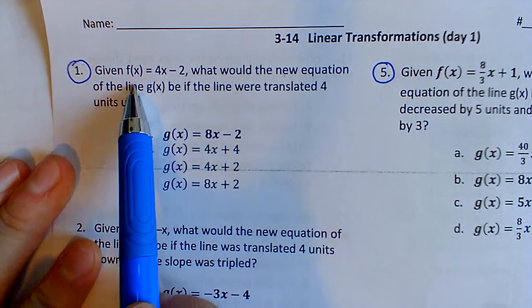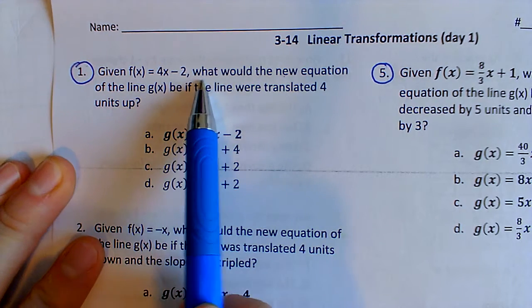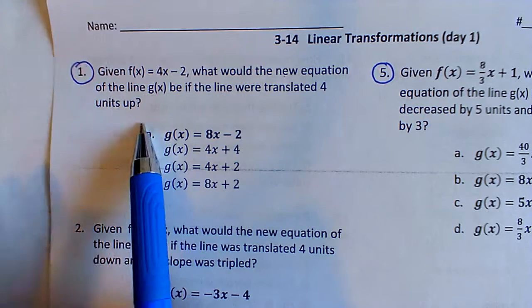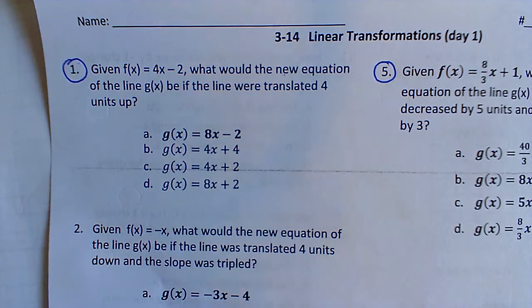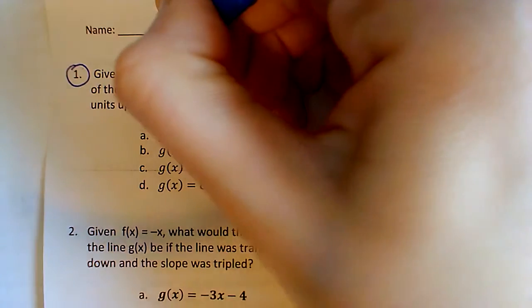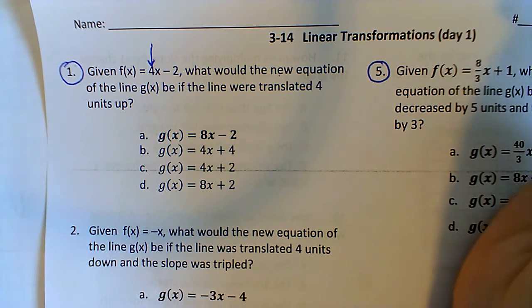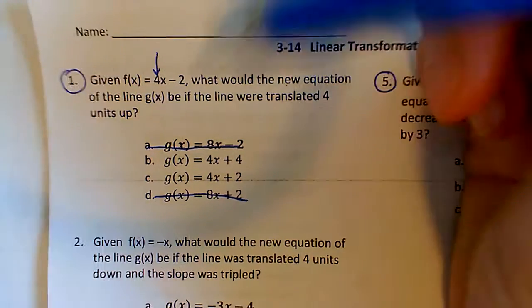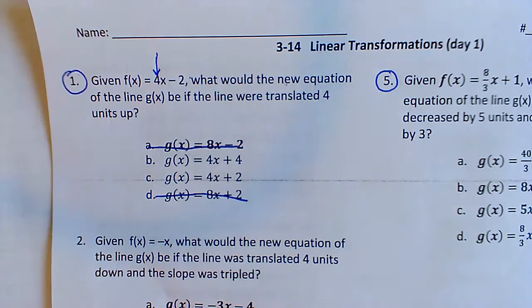So problem 1 says, given f of x equals 4x minus 2, what would the new equation of the line be if the line were translated up 4 units? On most of these problems, they're just going to be asking us to translate something up or down. Anytime they ask you to do that, your slope is not going to change, so it's still going to be that 4x. So I know it's not going to be this one, it's not going to be this one. The only thing that's going to change is your y-intercept.